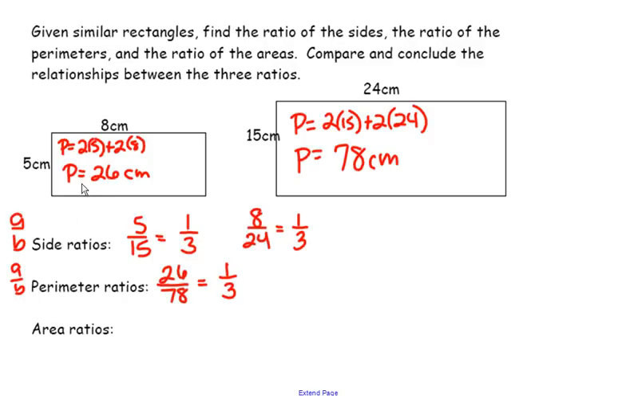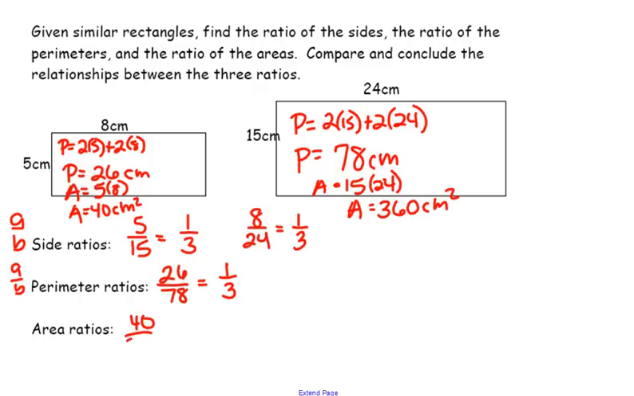All right, let's talk area. So the area of this guy is going to be 5 times 8. So my area is 40 centimeters squared. The area of this guy is going to be 15 times 24. So my area is 360 centimeters squared. All right, so the area ratios would be 40 to 360. And this one's clearly not 1 to 3. This one is instead 1 to 9.